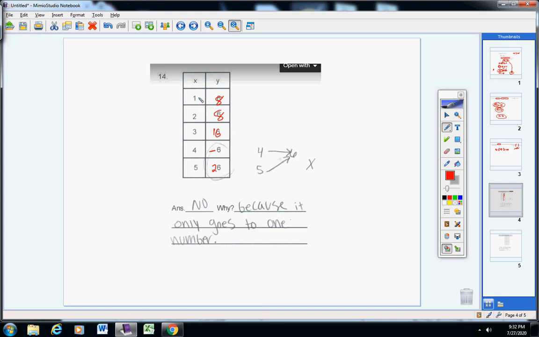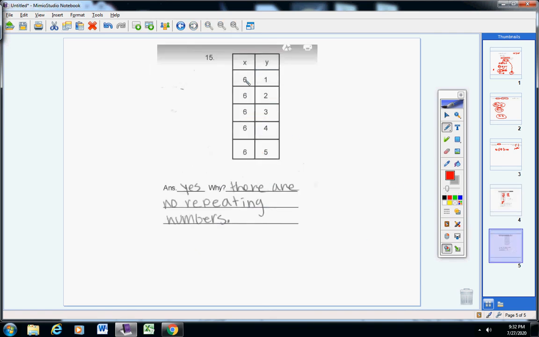1 still gave you out how many numbers? 1. 2 gave you out how many numbers? 1. 3 gave you out how many numbers? 1. And so on and so forth. So, yes, it is a function. Okay? Now, 15 is not, and here's why, Lauren.